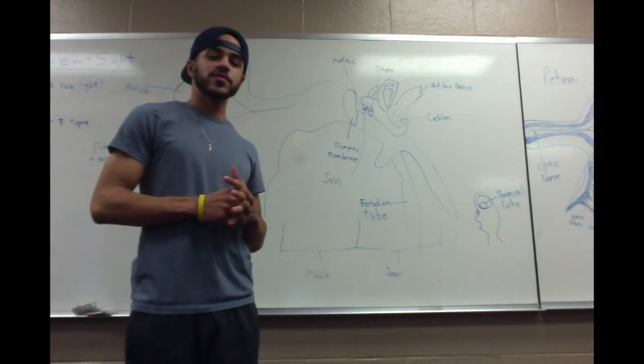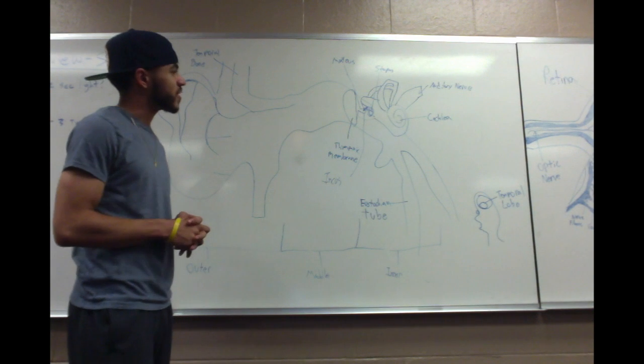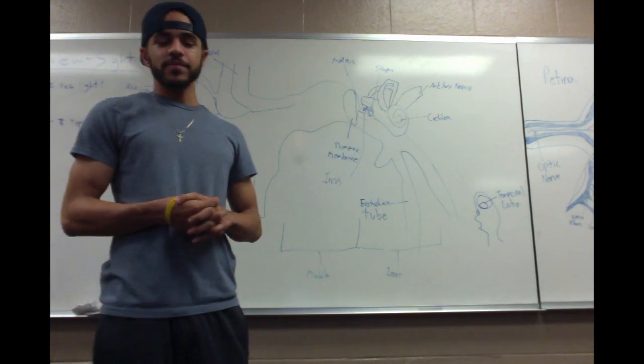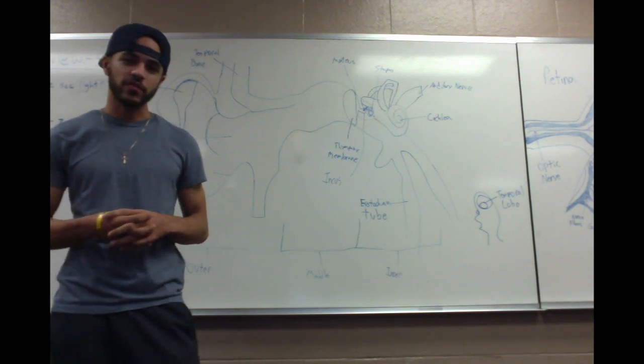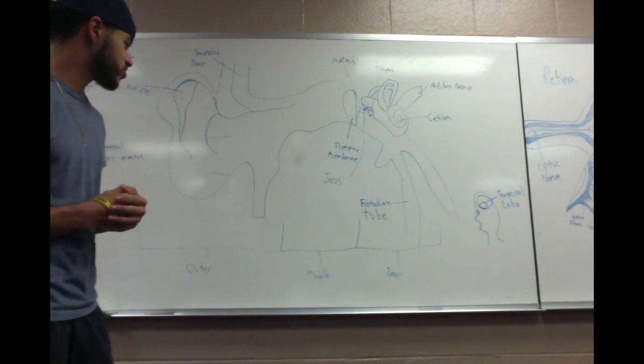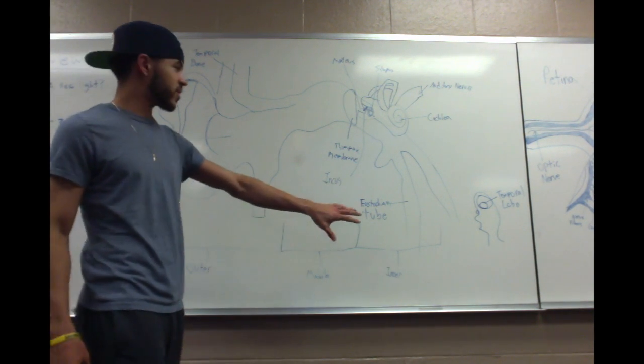Hello. So the first thing we're going to do today is go through how the ear transduces sound into actual sensors through the brain and nerve impulses. So first we're going to go over structures of the ear. To start off with, we have the outer ear, the middle ear, and the inner ear.